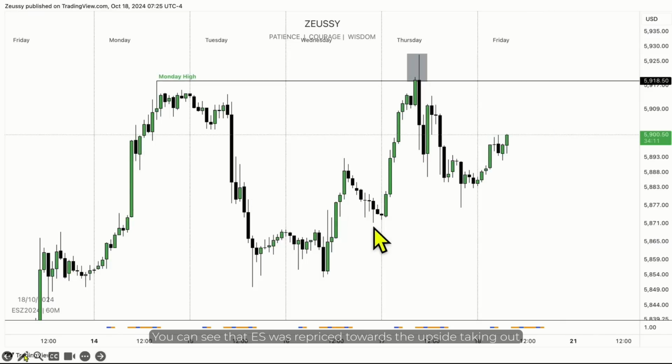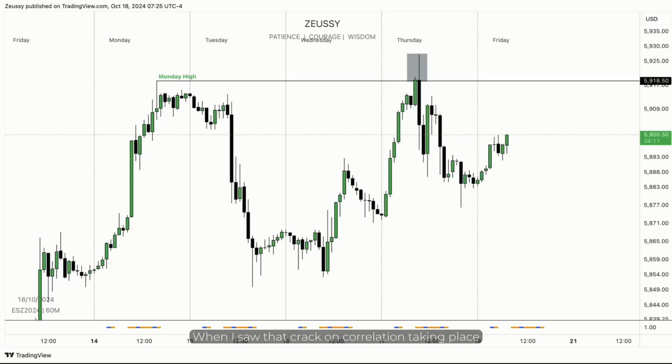Now, if we take a look at ES, what you can see on ES is the following. You can see that ES was repriced towards the upside, taking out Monday's high right here. This occurred during the New York morning session. Because that occurred whilst NQ created a lower high relative to that high, we anticipated that lower prices were next for the remainder of the day of Thursday.